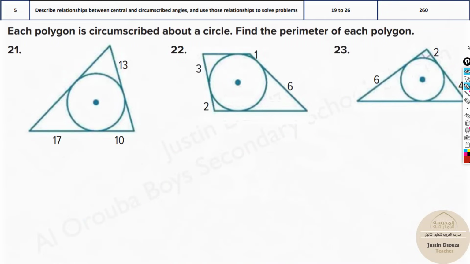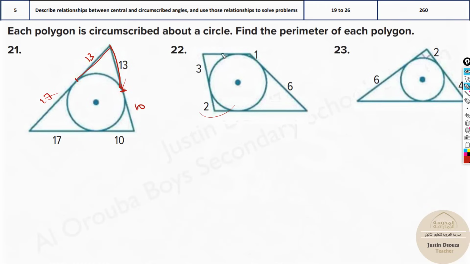Now here we have circumscribed angles. Here a polygon is circumscribed around a circle and they have asked to find the perimeter of each polygon. Now this polygon is circumscribed around a circle, so there are certain properties it must follow. Now if this part over here till this middle is 13, then from here to here it will be equal. They are congruent lines because they're tangents. 13 over here also, then 17, 10. Add up all the sides, that will be your perimeter.